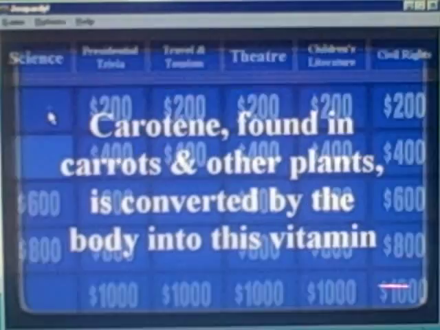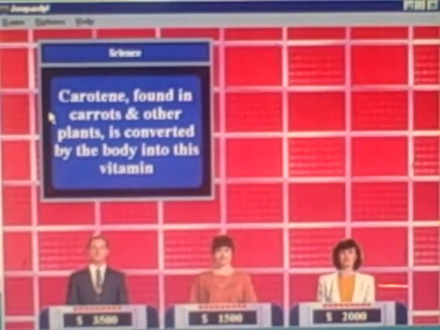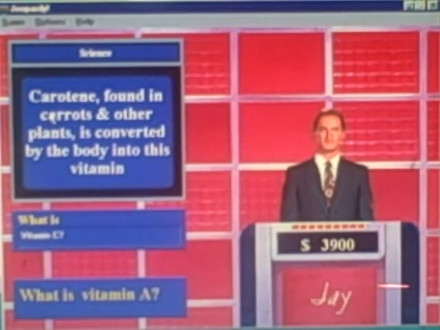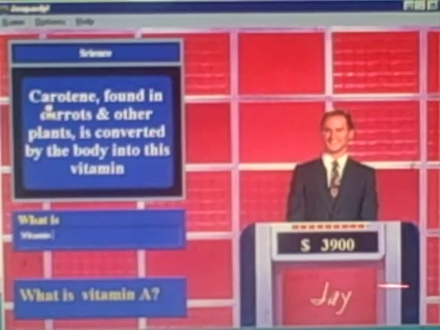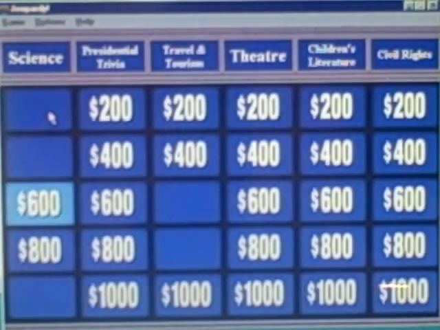Science 400. Carotene, found in carrots and other plants, is converted by the body into this vitamin. Contestant number 1: What is vitamin C? Or vitamin A, yeah, they'll take it. Yes.